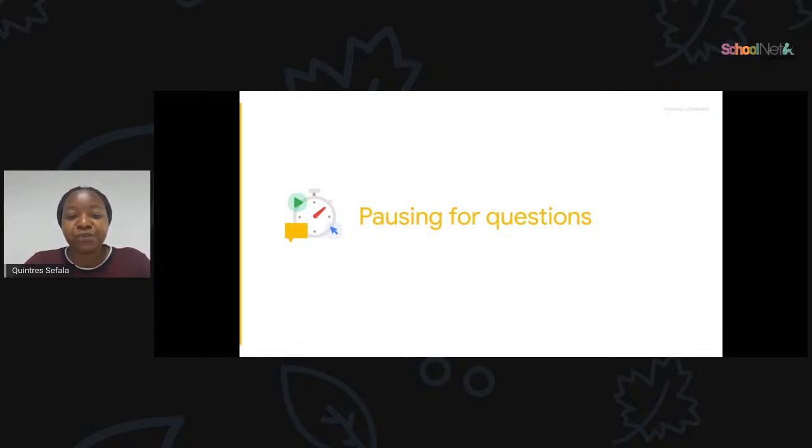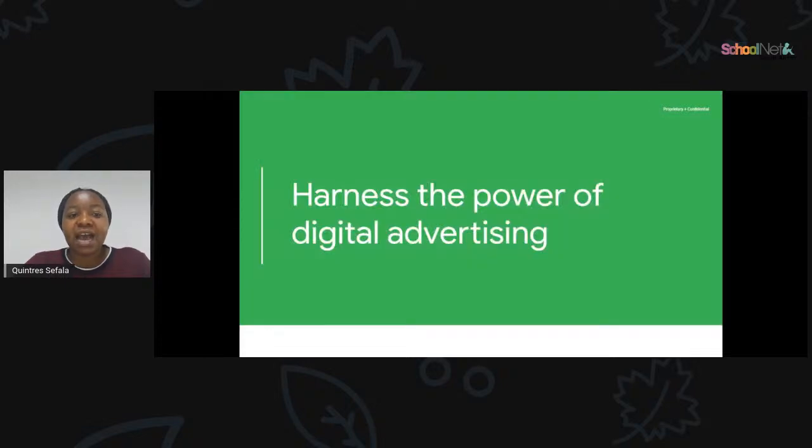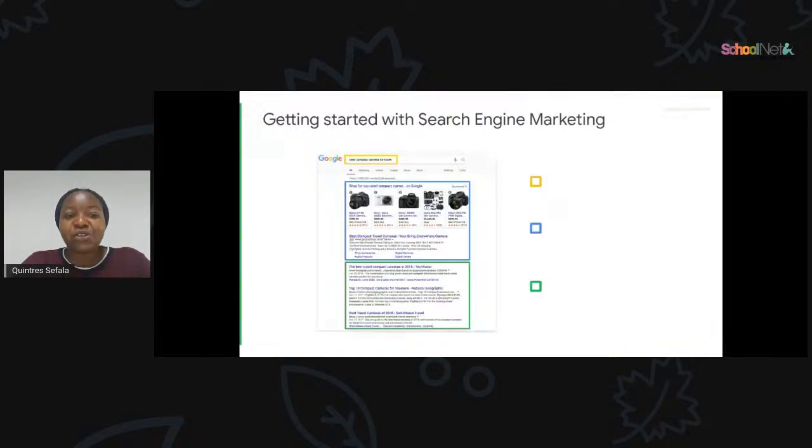So I'm just going to move to our next section. Now we're going to look at harnessing the power of digital advertising. How do we get started with search engine marketing? What we see here on this page is a search engine result page, and this is the appearance of the result page that has been adapted. It contains three main things.